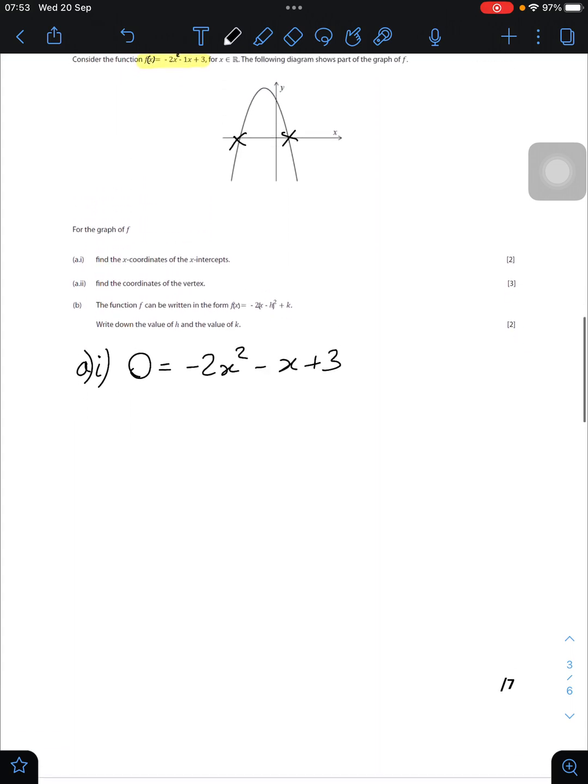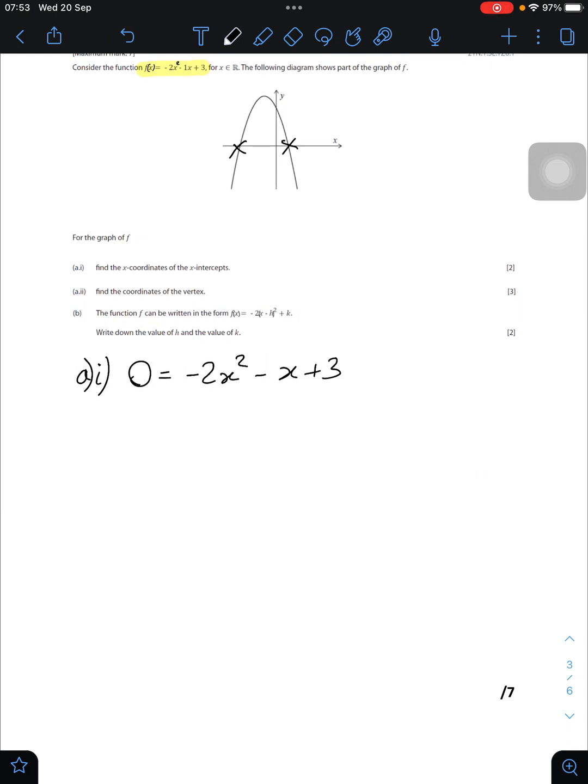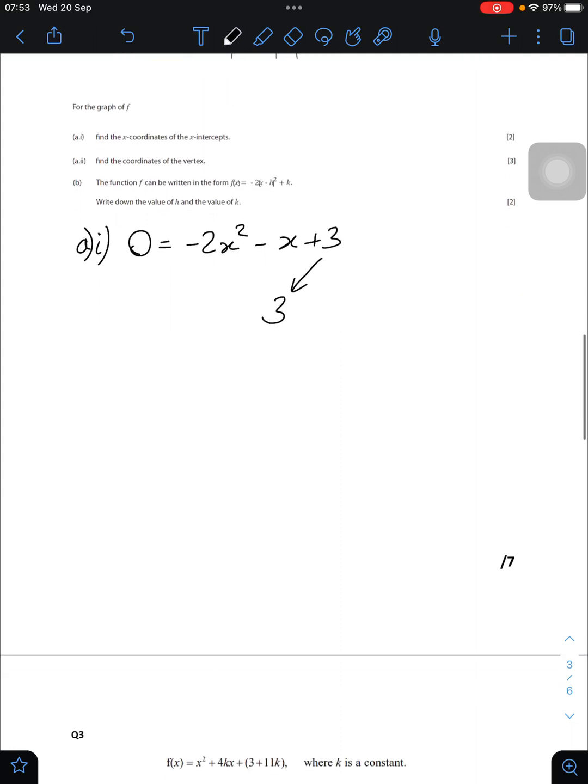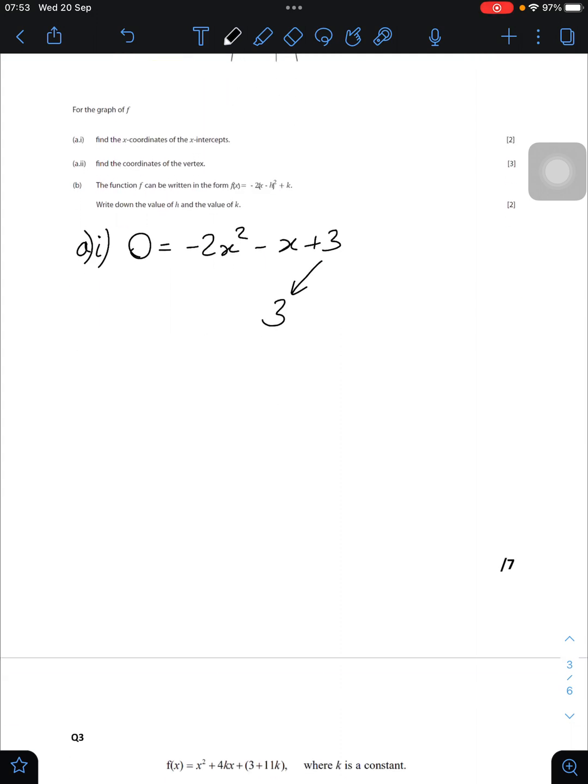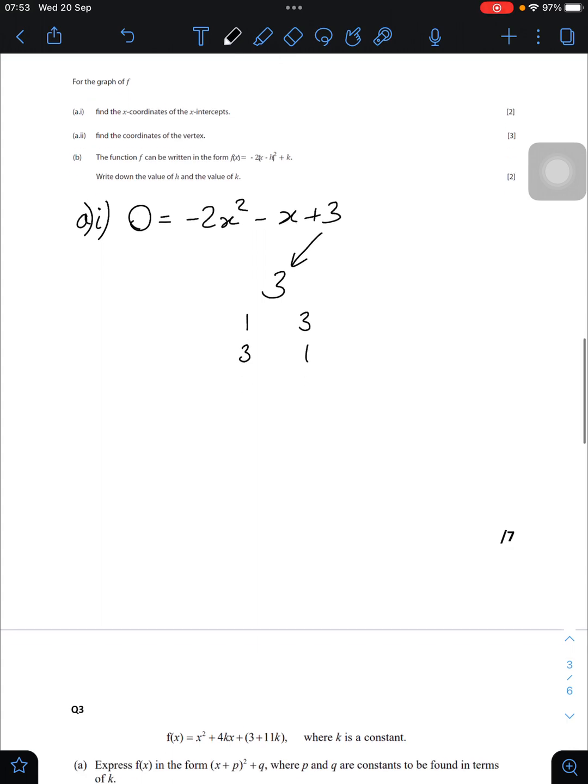There's a couple of methods for factorizing. I'll show you a more complex way if we don't know what we're doing here. So a method that I use for these ones, where you've got, for instance, a 2 in front of the x squared, is I'll take down my value for c, 3, and I think about the factors for 3. So you could have 3 and 1, or 1 and 3, or 3 and 1.